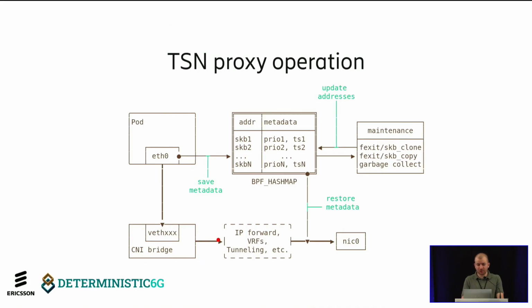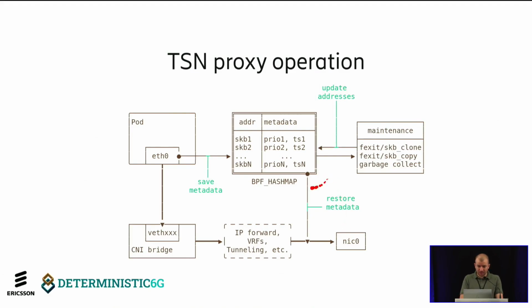It comes to a bridge, may be forwarded, it may reach a virtual routing and forwarding instance or be tunneled elsewhere, through a VXLAN tunnel or GENEVE tunnel, and then reaches the NIC, or not, if it's dropped by some rules or egress policy.